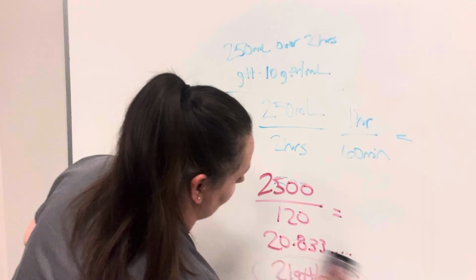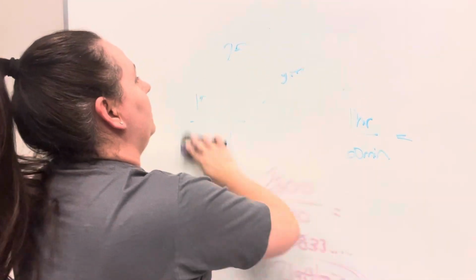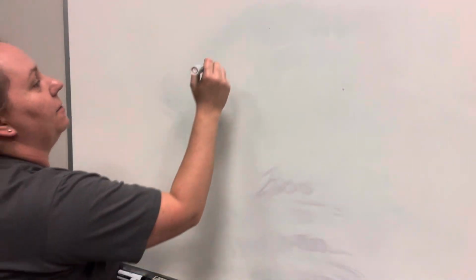All right, that's pretty easy, right? We can do another one of those just to work it out a little further. So say we have an order for 1,200 milliliters to infuse over 6 hours.